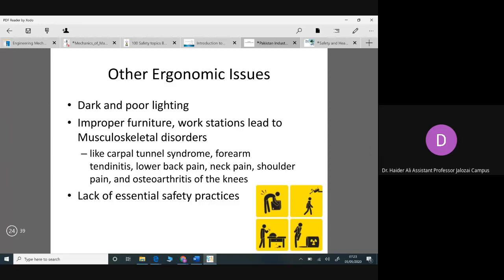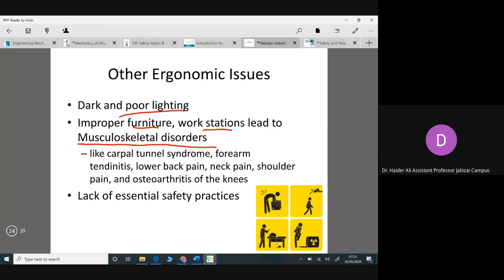There are other ergonomic issues, like you can see lifting heavy weights, or there can be dark and poor lighting, improper furniture, workstations, and that could lead to musculoskeletal disorders like carpal tunnel syndrome, forearm tendinitis, lower back pain, neck pain, shoulder pain, and all these issues are problems, risks, hazards, and the hazards have different severity.